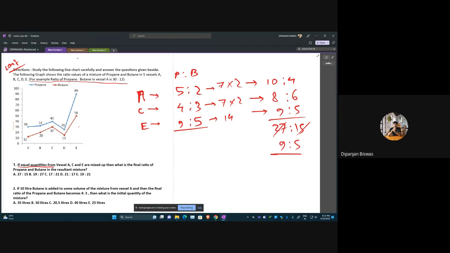Okay, 27 is to 15 is directly given in the answer. So option A is the right answer. I hope it is clear now.